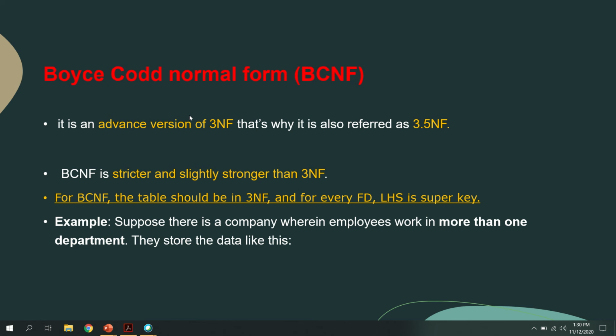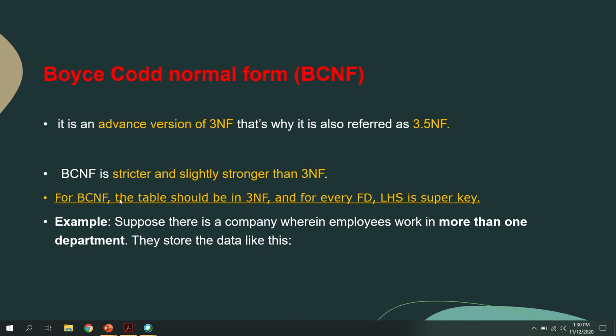So we are continuing the normalization slides. We already studied 1NF, 2NF, 3NF. The next one we have to study is BCNF. Its full form is Boyce-Codd normal form. Boyce-Codd normal form is an advanced version of 3NF. So it is also referred to as 3.5 NF, that is 3.5 normal form, because it is stricter and slightly stronger than 3NF.